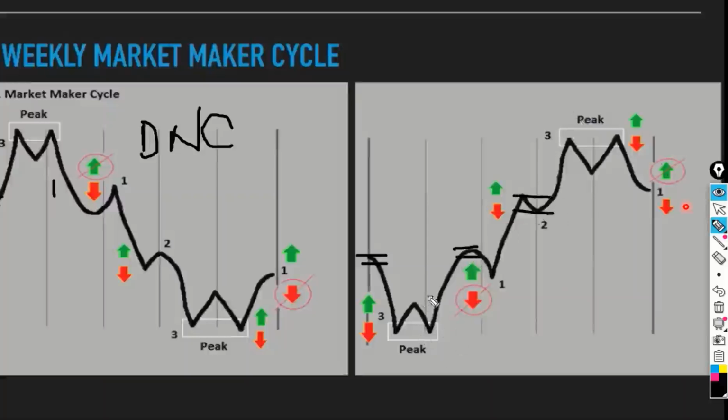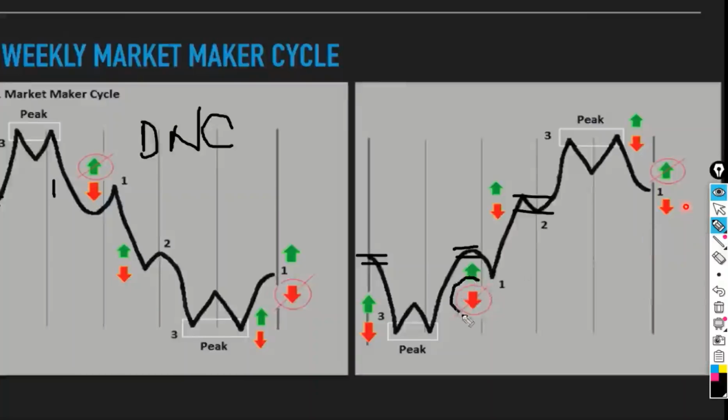So from peak to peak, every peak you see will be level 3. Anything in between will give you the 2 levels. So from this peak to this peak, we have 2 levels in between, and we have 3 moves. Level 1 consolidation, level 2 consolidation, level 3 peak formation. I hope this is clear.